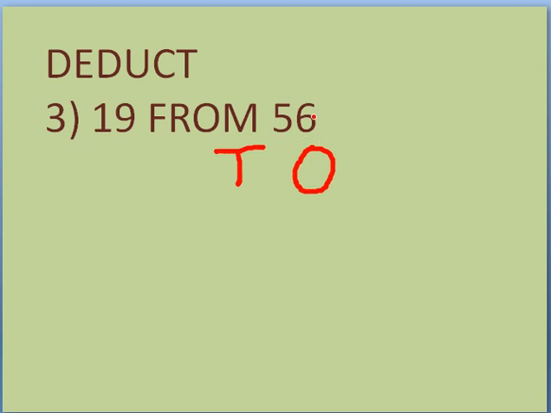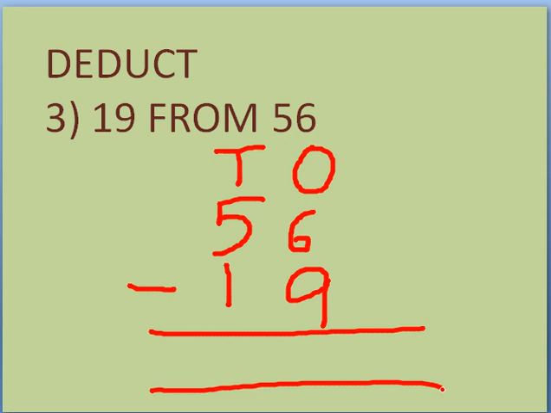In 56, 6 is at ones place and 5 is at tens place. So we will write 6 at ones place and 5 at tens place. Now we have to deduct, which means we have to subtract, so we will put the symbol of subtraction. Then coming to the next number, that is 19. 9 is at ones place and 1 is at tens place. So we will write 9 here at ones place and 1 at tens place, and we will subtract.